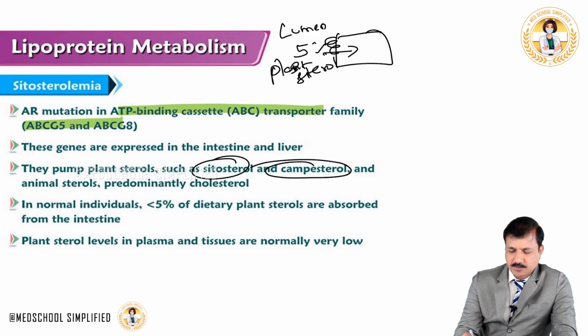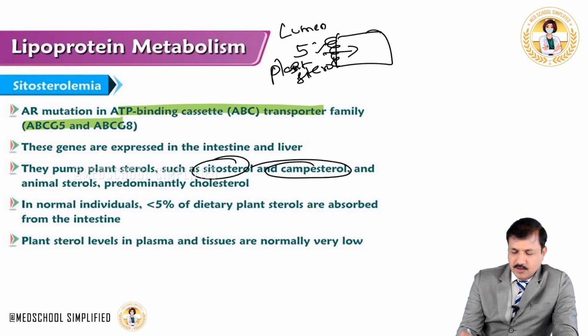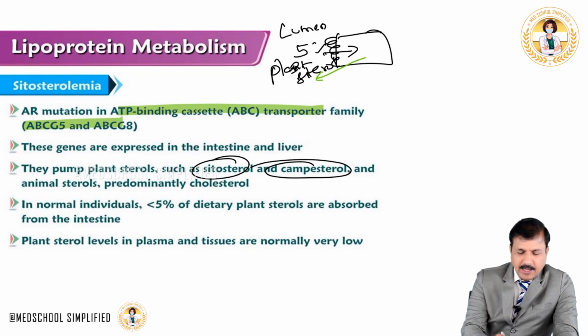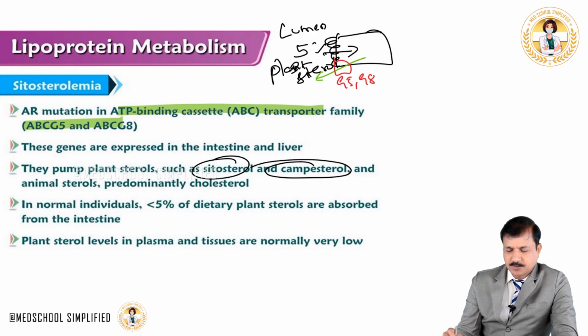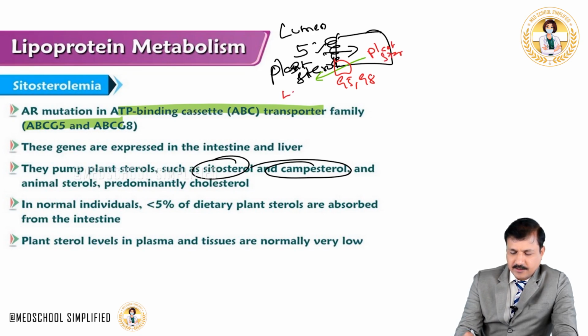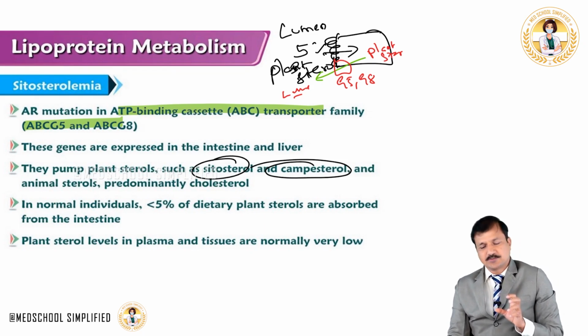I will make it as a brush border epithelium here. Only 5% of plant sterols are absorbed, and in that, most of it is pumped back into the lumen. That is through the ABC G5 and G8 transporter. G5 and G8 transporters are going to pump plant sterols back into the lumen. That's the role of the ABC G5 and G8 transporter.